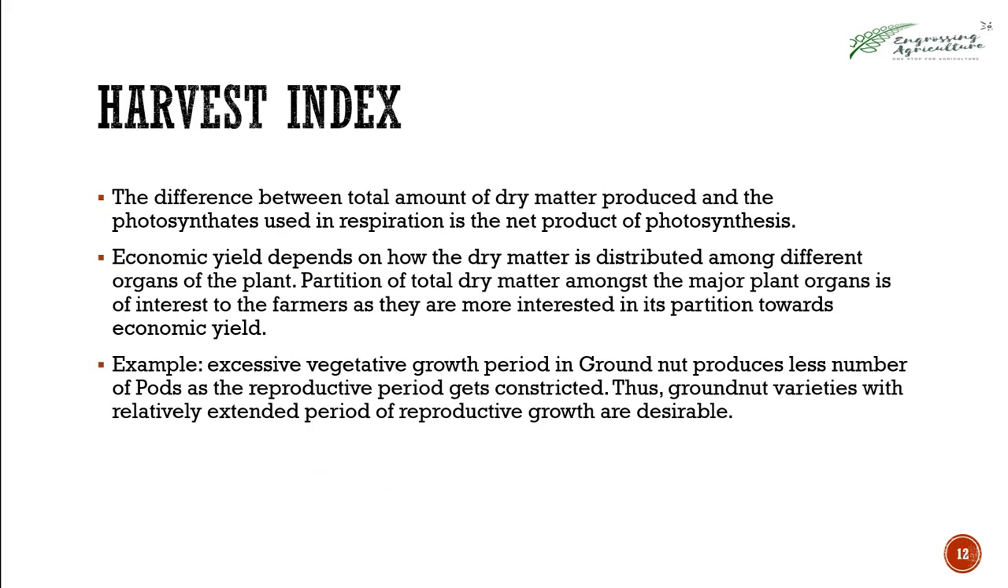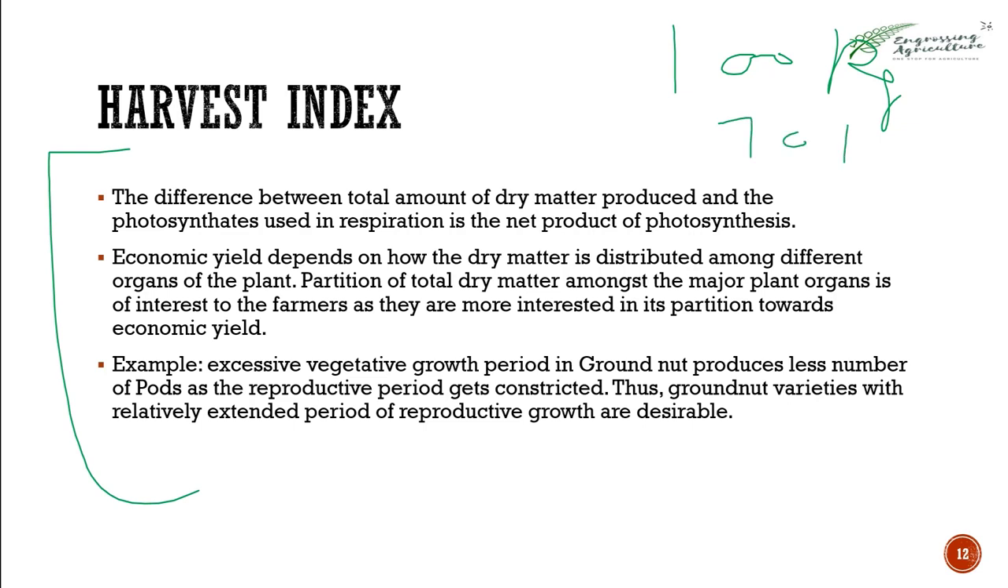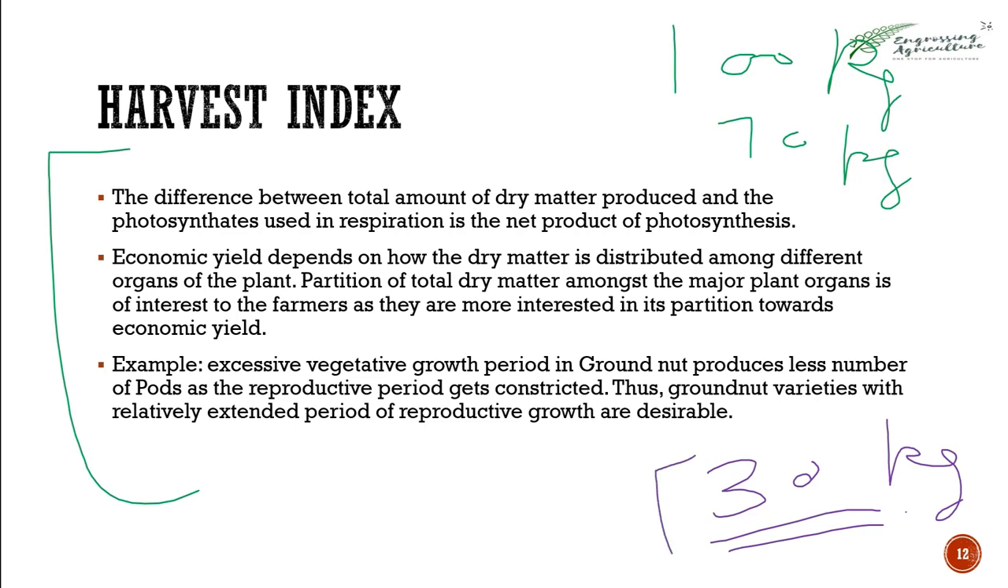Harvest index. Harvest index means after the division, after difference of total amount of dry matter produced, the photosynthesis used in respiration is the net product of photosynthesis. Isko kaise samjhenge? Maan lijiye aapko 10 kg of food photosynthesis ne provide kiya, usme se 70 kg plant ne use kar liya for the growth and development. So the jo 30 kg aapke paas bach gaya, that's the total dry matter produced by the respiration, which is the economic harvesting index. Isko hum ye jayega bas seeds mein, plant mein aur harvesting mein.